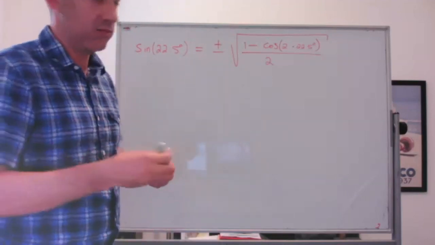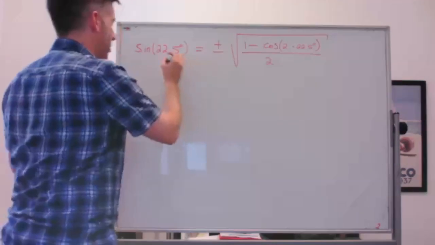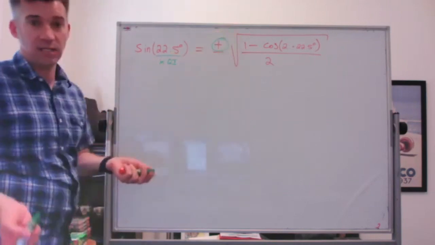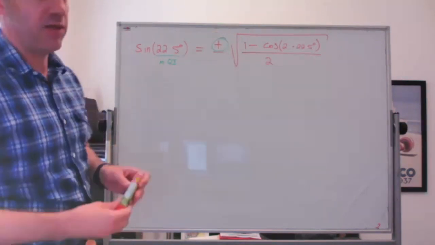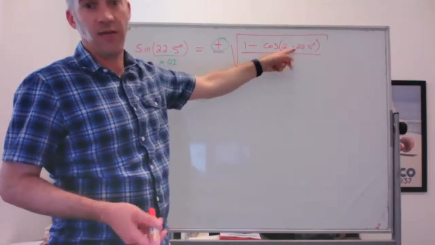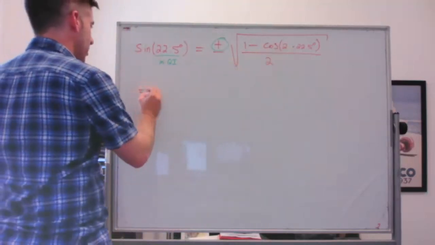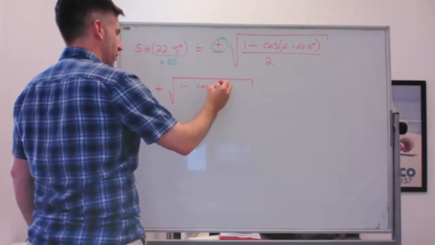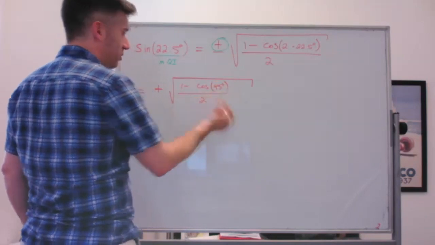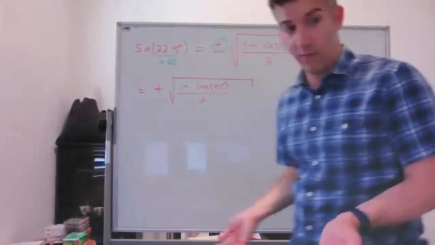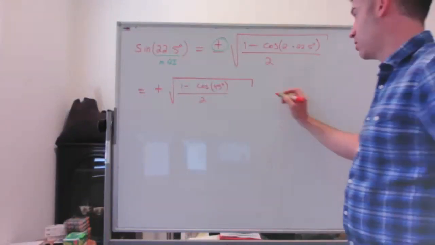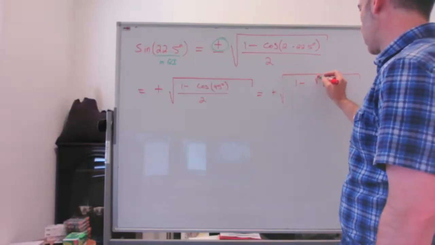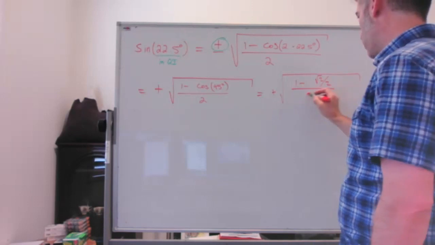There's just two things we have to do. First of all, is it positive or negative? Well, this angle is in quadrant 1, so it's got to be positive because sine is positive in quadrant 1. And then the other thing you have to do is deal with this. So that's cosine of 45 degrees. This is going to be positive square root of 1 minus cosine of 45 degrees over 2. And then we know that cosine of 45 degrees is the square root of 2 over 2. This is equal to positive the square root of 1 minus the square root of 2 over 2, all over 2.